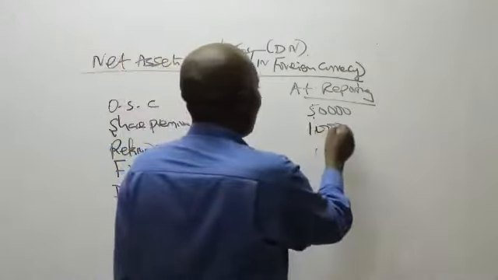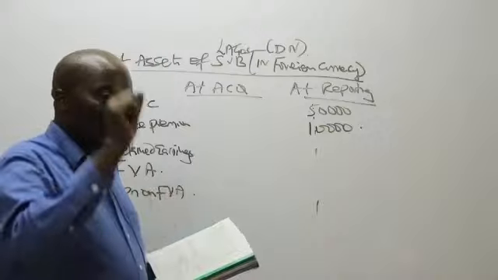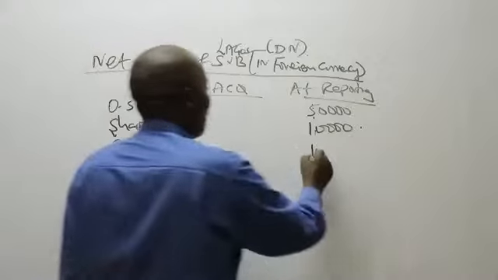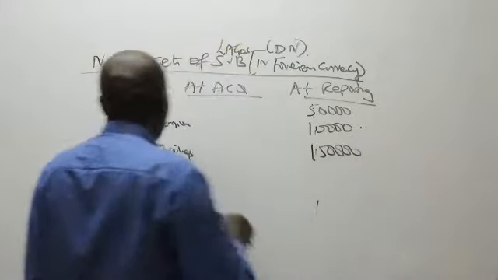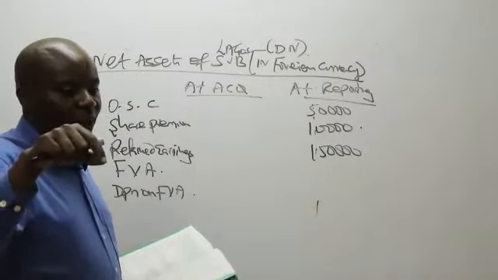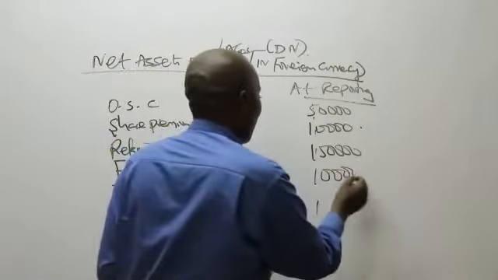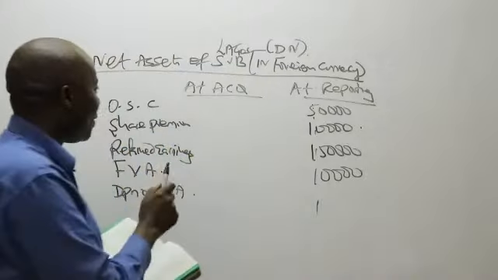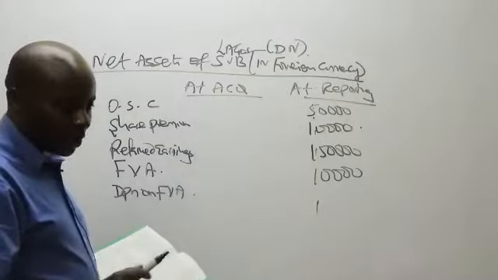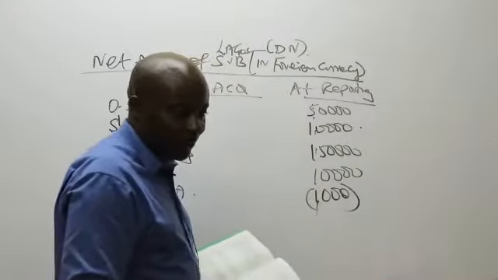10,000. Very good. Are you able to see the retained earnings for Lagos? 150,000. Are you able to see the fair value adjustment of Lagos assets? What's coming in? 10,000. Thank you very much. How about the depreciation on fair value adjustment that we got? Do you remember depreciation? It's 1,000. But remember, this is something you deduct.